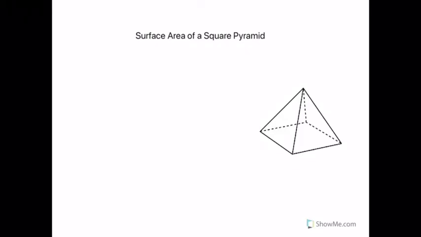Let's look at finding surface area of a square pyramid. Let's remind ourselves what a square pyramid looks like. It's a three-dimensional shape with a square bottom and then four triangular sides.